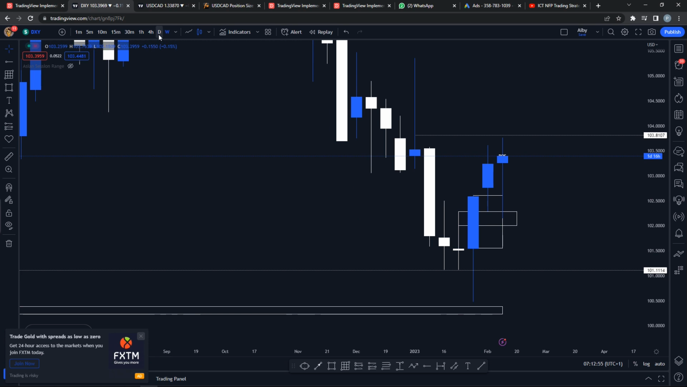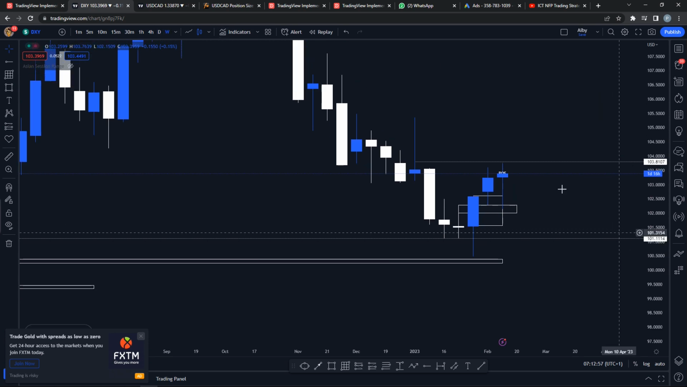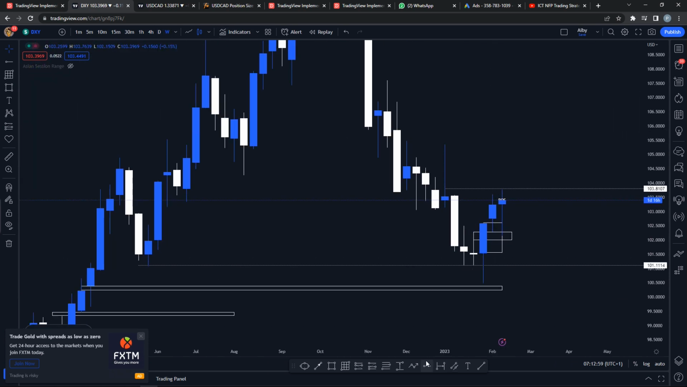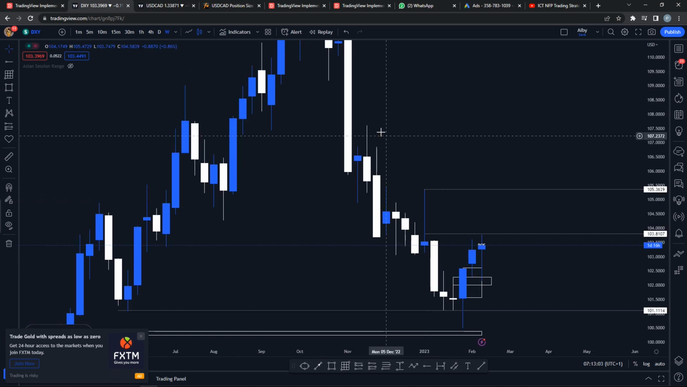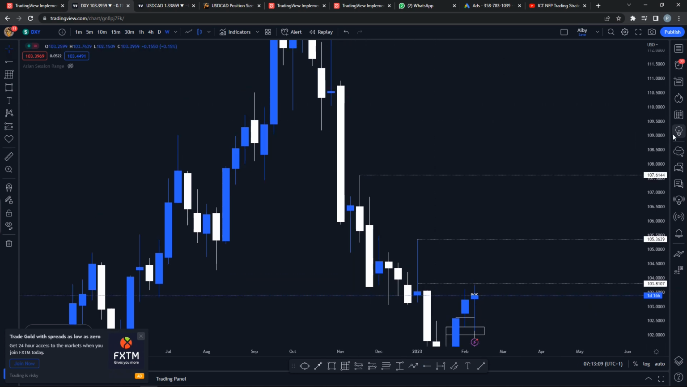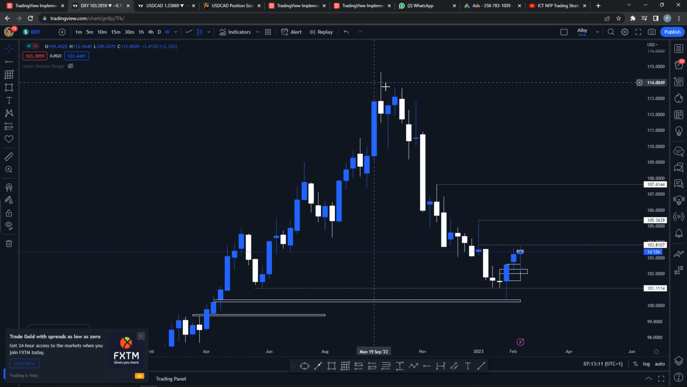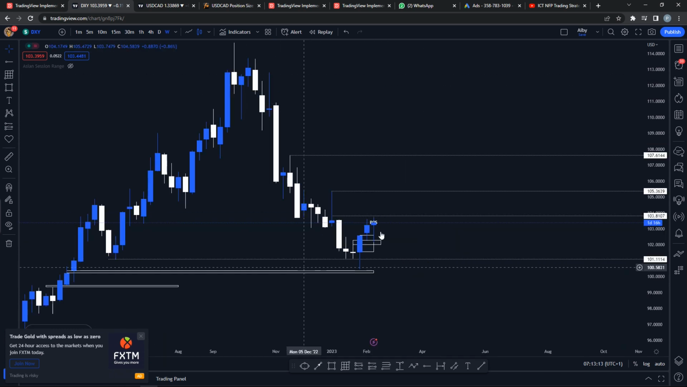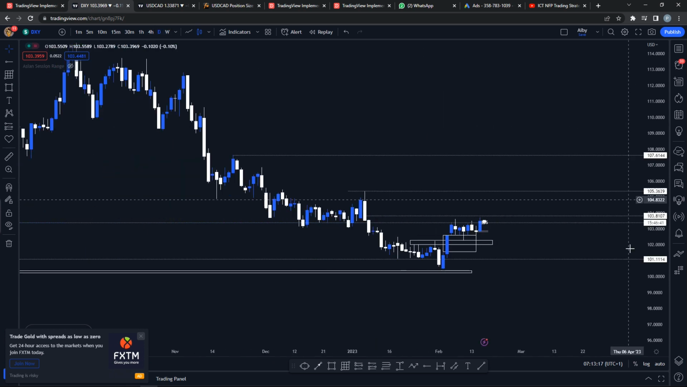Now after seeing that, I'm expecting price to go higher. There is liquidity sitting above here. I'm expecting price to take out this liquidity above here and maybe the liquidity above here too, and then trade into this, or maybe still go take out the liquidity above here. But for now, I'm just focusing on this. So I went down to the daily time frame.